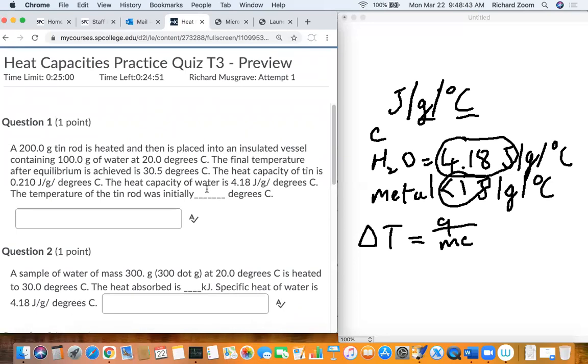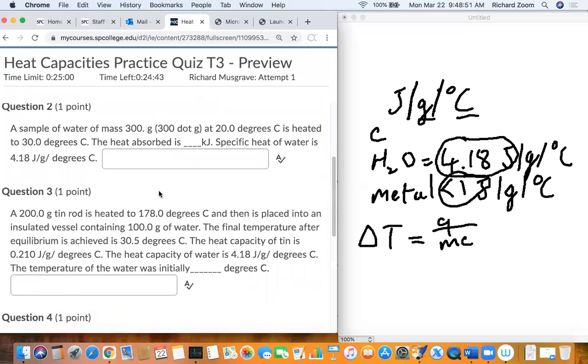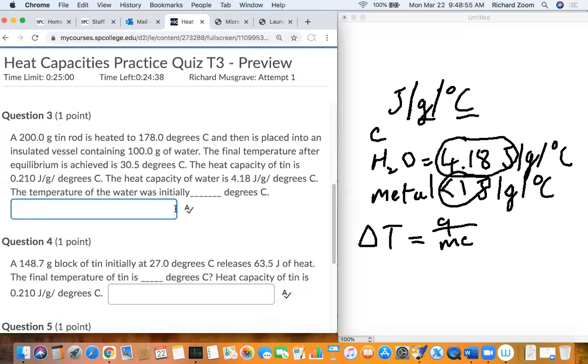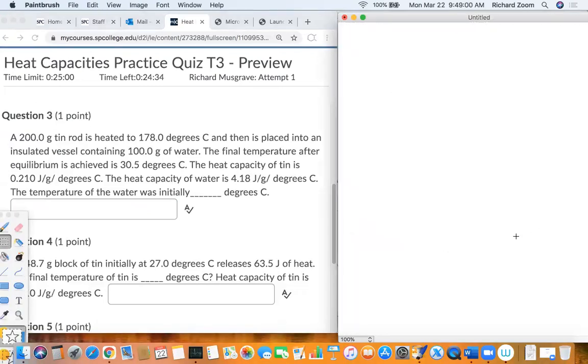Okay. Right. Now, this problem is very similar to what we just did. We're looking for the initial temperature of the tin rod. Now, this one is a little bit different, and this is the other kind of question you've got to be prepared for here, and that is looking for the initial temperature of the water. So let's take a look at the problem set up here.